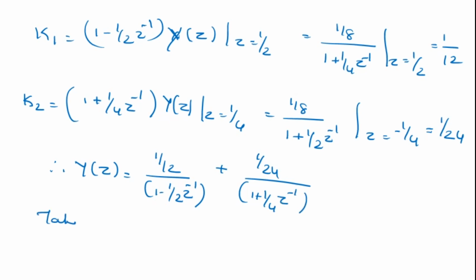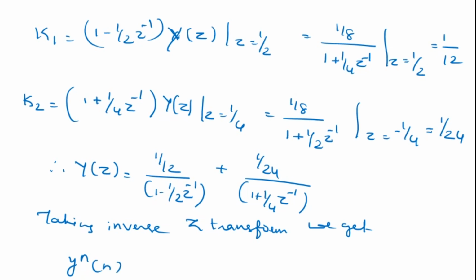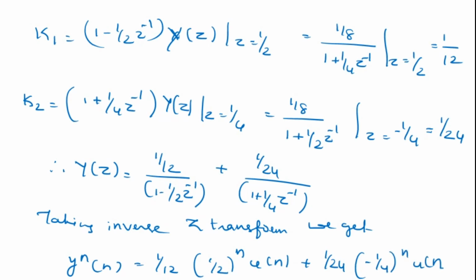Then taking inverse z transform, we get y n of n is equal to 1 by 12 into half to the power n into u of n plus 1 divided by 24 into minus 1 by 4 to the power n into u of n.